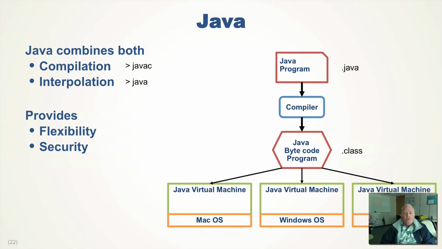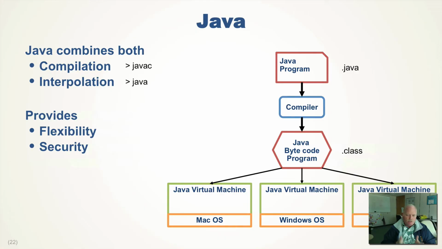So what this does is you can now take this one Java program, high-level language, and compile it into bytecode, and you can run that bytecode on a whole variety of different machines, like Mac OS or Windows OS. And that provides security, because now we can validate the bytecode, which is simpler than trying to validate the Java program.